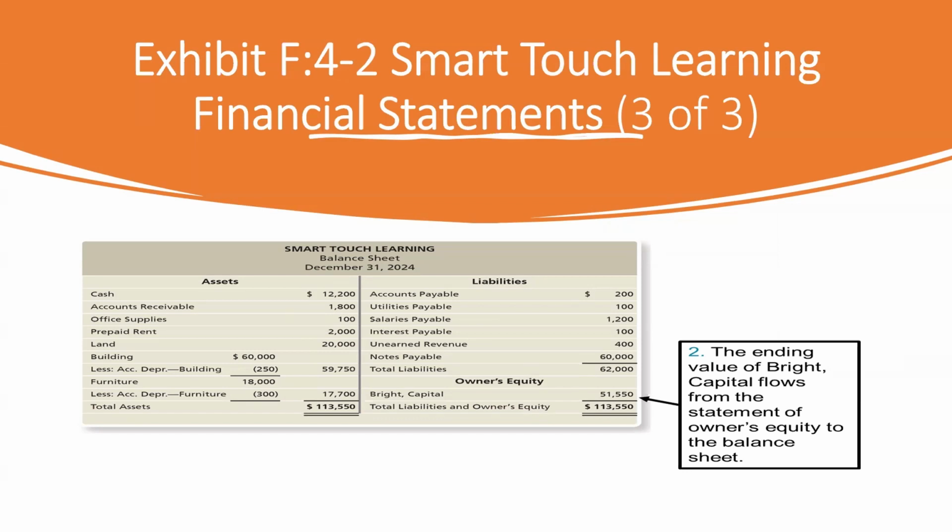And here in this exhibit, you see is the balance sheet for Smart Touch Learning. The ending value of Bright Capital from the statement of owner's equity is reported on the balance sheet. So Smart Touch Learning's balance sheet that you see here lists the assets on the left side and the liabilities and owner's equity on the right.